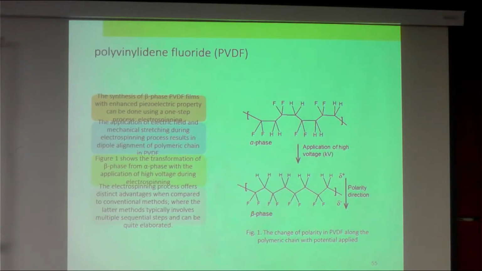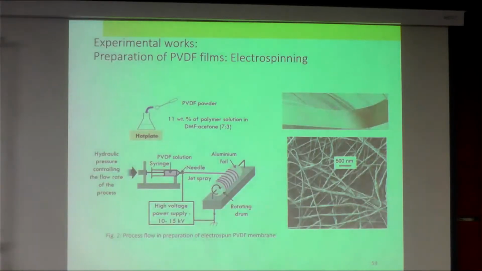So the PVDF synthesis was intended for the beta phase PVDF because of the high piezoelectric component in the beta phase. With the process of electrospinning just now, with the high applied voltage, this can make the process easier, with a one-step process to produce a beta phase PVDF.